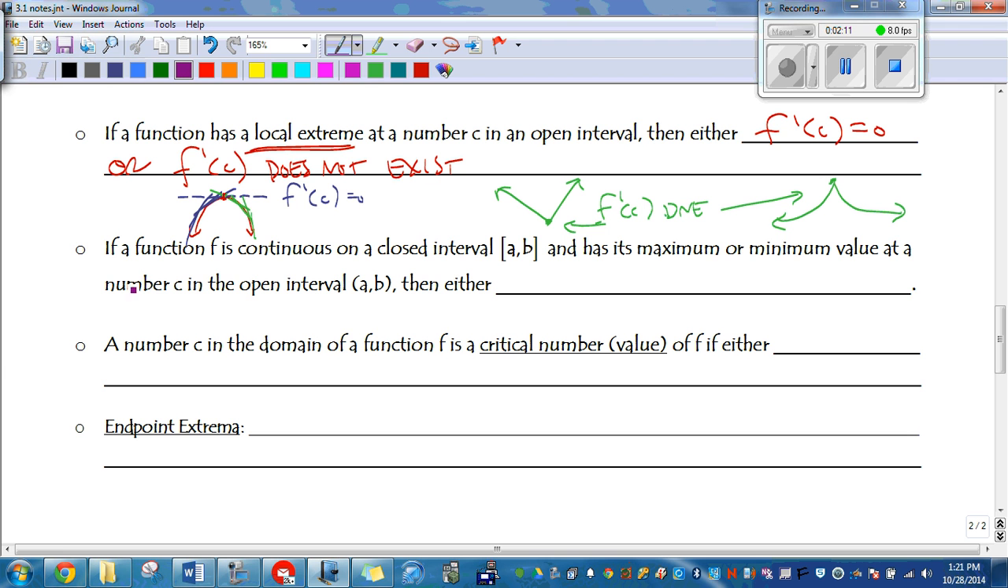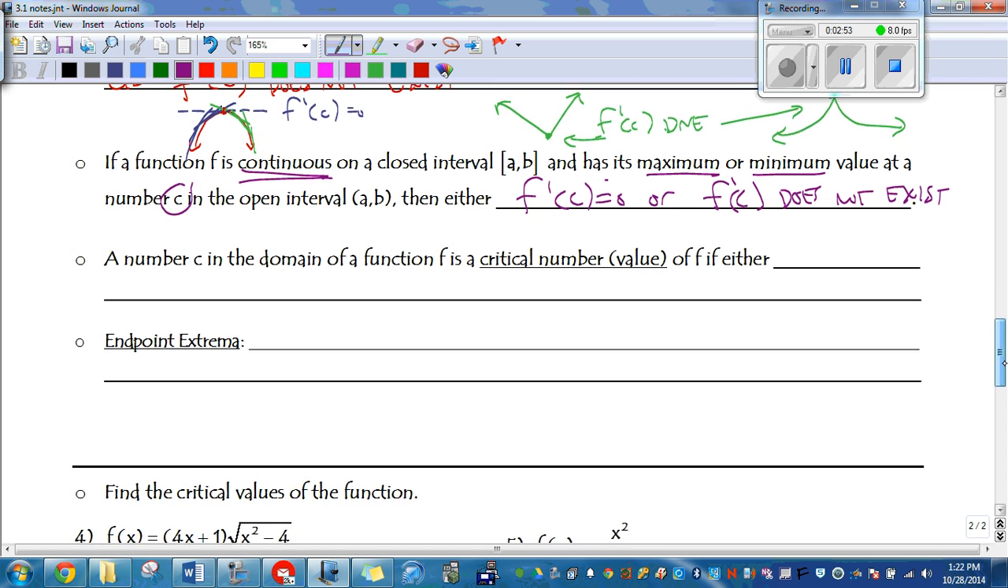Alright, let's take a look at the next part. If a function f is continuous on a closed interval from a to b, so it has to be continuous, and has its maximum or minimum value at a number c in that open interval, so if it has a max or a min at a specific point c, then the same thing is true. Derivative of f of c is 0, or the derivative of f of c does not exist. Right, so be it a local max or local min, or an absolute max that's inside of a and b, like inside, not the endpoint, then the derivative has to be 0, or derivative does not exist.